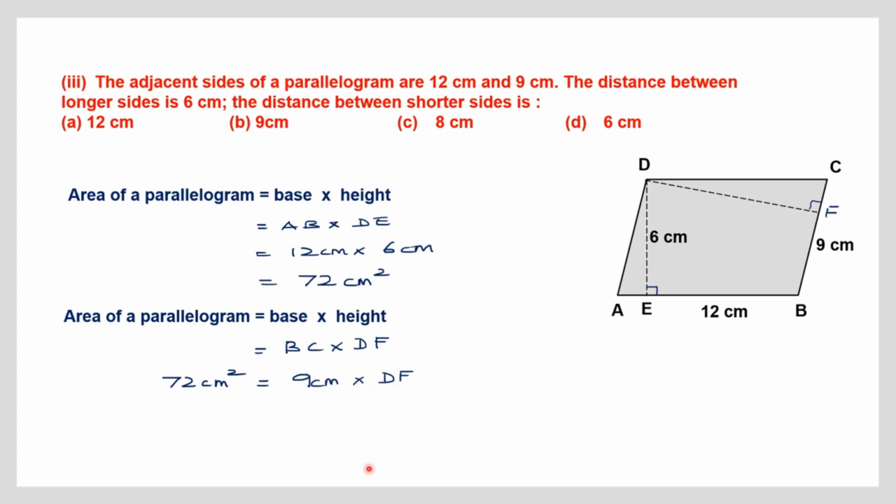So now that we have this side, 9 centimeters, we can find DF. So let's find DF by saying DF equals 72 centimeters square divided by 9. How did I get that? The 72 is already there. The 9, I've taken it away from DF, I've taken it to the other side. That's how it's become division. Now let's cancel. 9 ones are 9, 9 eights are 72. So now we have found DF, or the distance between the shorter sides, and that is 8 centimeters. This is our answer, and that is option C, 8 centimeters.